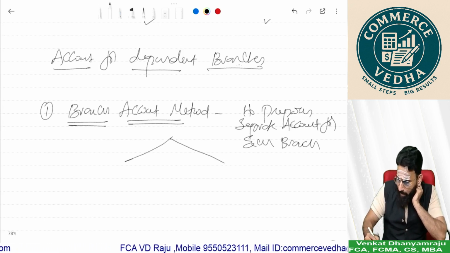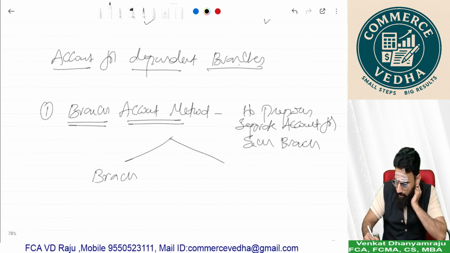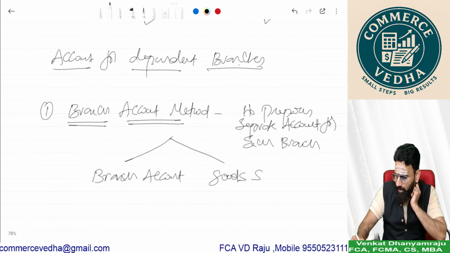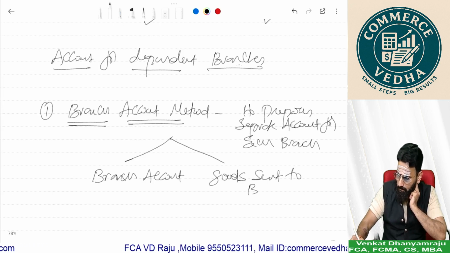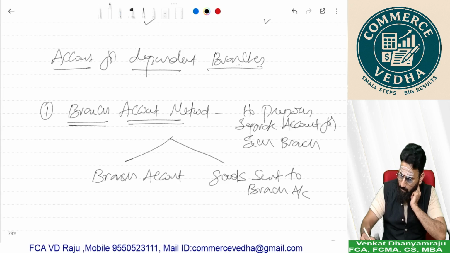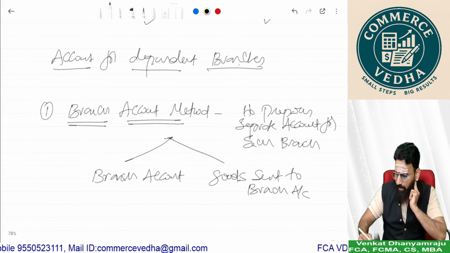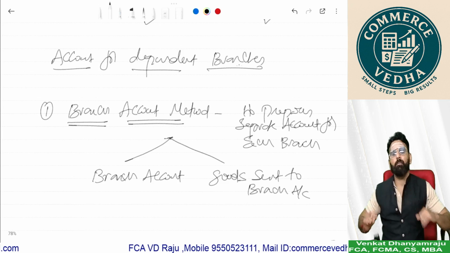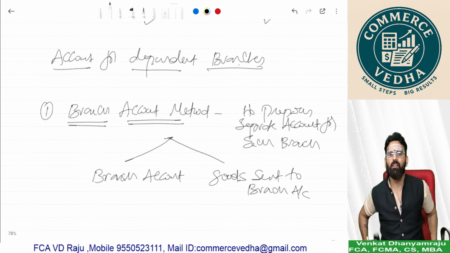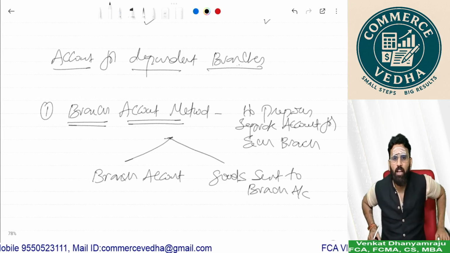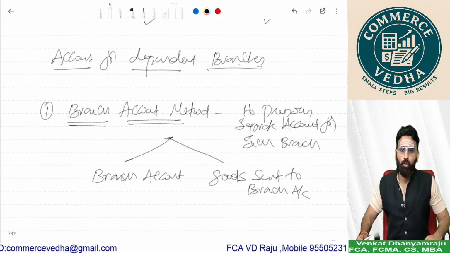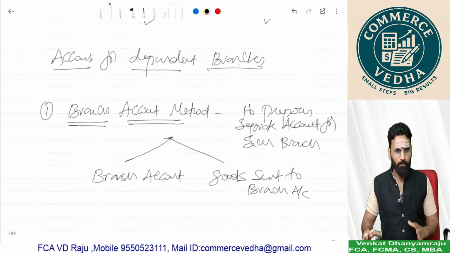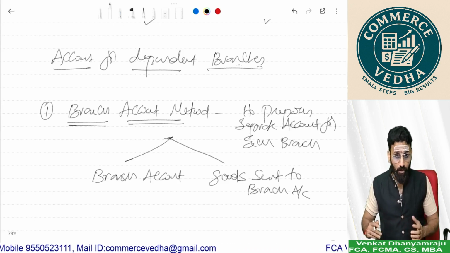One is the branch account that will be opened, and the other account is the goods sent to branch account. Under this method, we'll open the branch account and the goods sent to branch account. The branch account method is generally prepared where the transactions at the branch are comparatively not huge, with no significant transactions. For very small branches, HO follows the branch account method, not the other method.